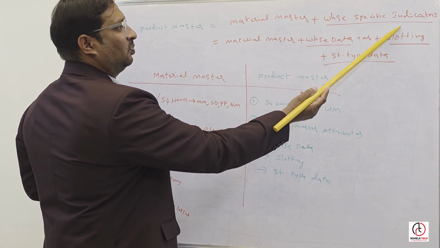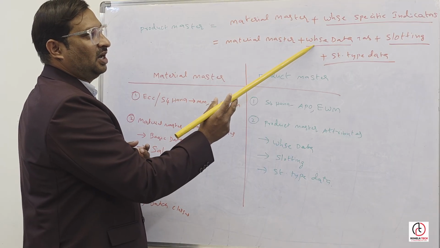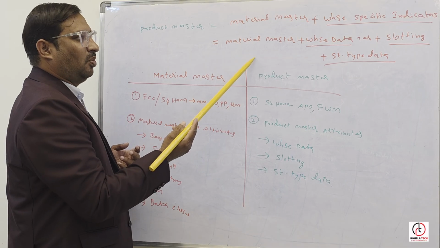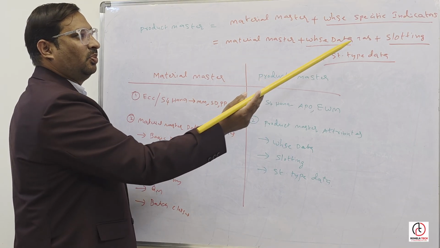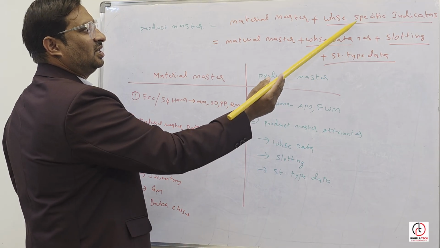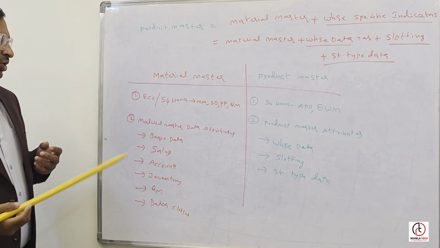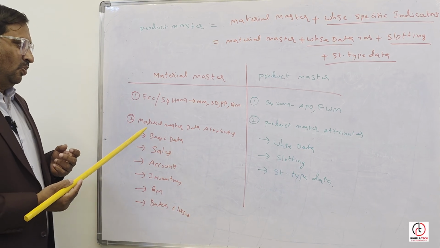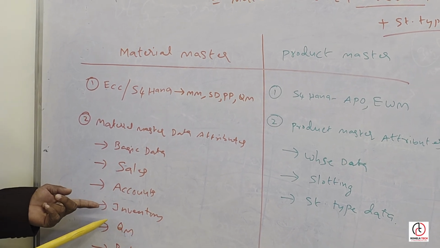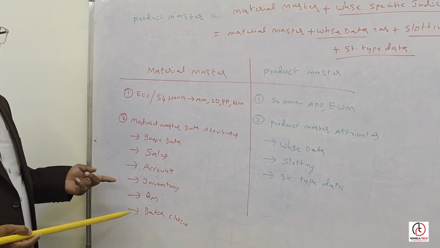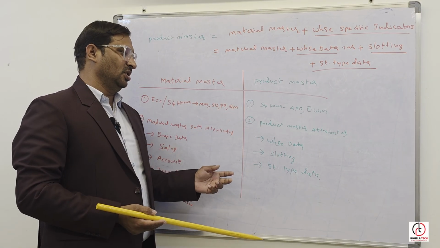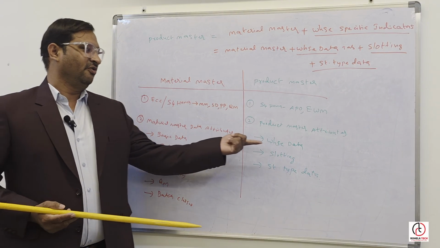The warehouse specific indicators we mainly get in the warehouse data tab, the slotting tab, and the storage type data. So product master means material master plus the warehouse data tab, plus the slotting tab, plus the storage type data. These three tabs' fields are considered warehouse specific indicators. In the material master data, we mainly give basic data, sales related data, accounts related data, inventory, quality management, batch, and class related information. But in the product master, apart from this material master information, we have warehouse data.